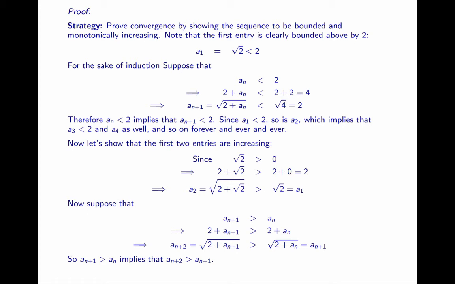Now again, we've shown directly that a2 is greater than a1. Therefore, a3 is greater than a2. Therefore, a4 is greater than a3. Therefore, a5 is greater than a4. Therefore, a6 is greater than a5. Therefore, a7 is greater than a6. And it literally goes on forever, and ever and ever and ever. That's the idea behind an inductive proof.